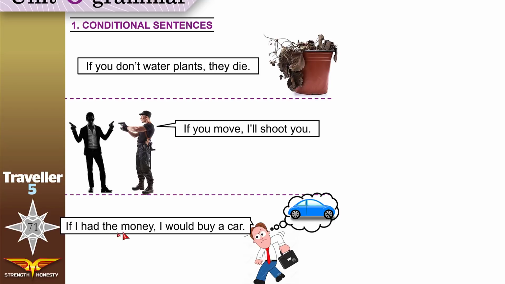If I had the money, I would buy a car. I don't have the money. If I had the money, this is what I would do. I would buy a car.